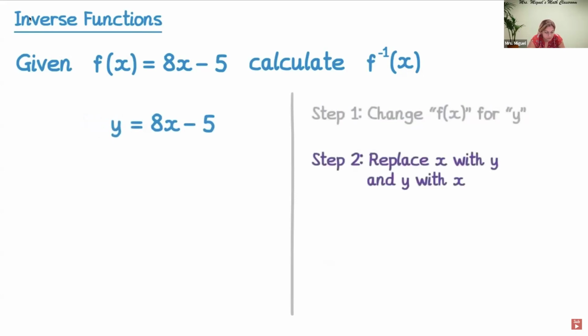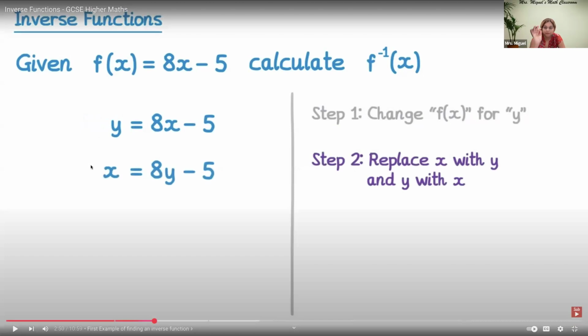Then on to step 2. Step 2 is to replace the x with a y and a y with an x. And this applies to all y's and x's that are in your function. So if you have many x's, all of the x's turn into y's, and any y's turn into x's. In this case, we've just got one of each, so I'm going to replace that y with an x, so it's x equals, and then replace the x with a y, so it's 8y minus 5.